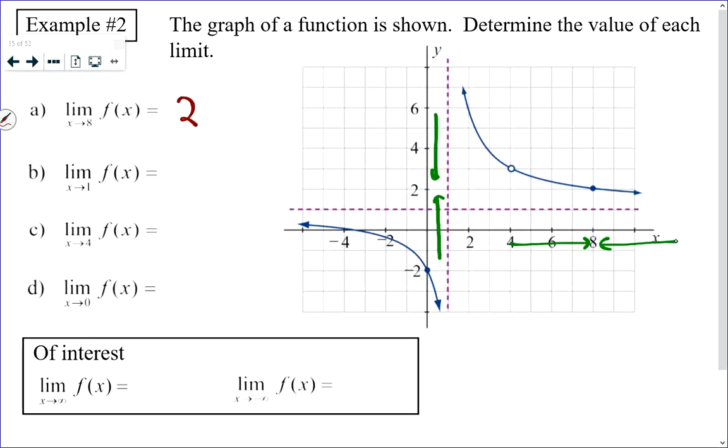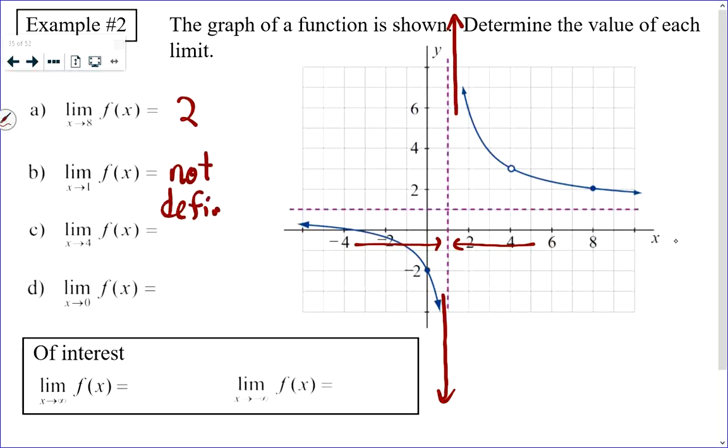Let's take a look at x approaching 1. Well, as x approaches 1, which is where this asymptote is, y doesn't approach anything. In fact, y takes off to infinity and to negative infinity as you get closer and closer and closer to 1. So this is not defined. What about as x approaches 4? Well, as x approaches 4, y approaches 3.